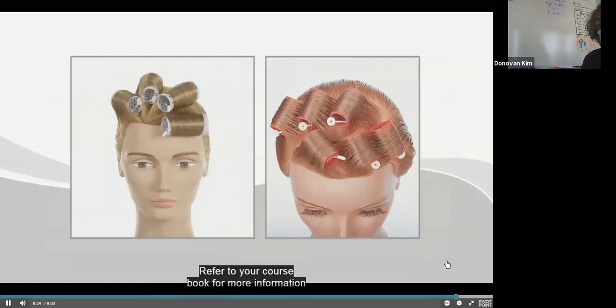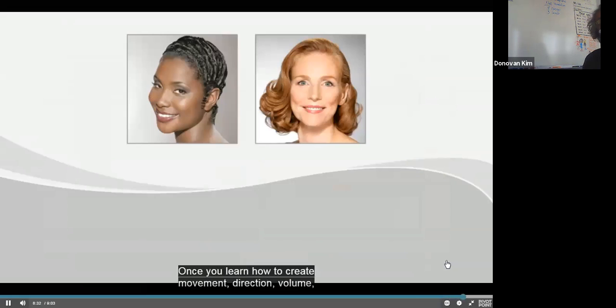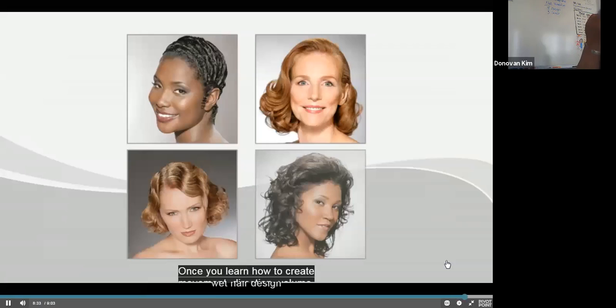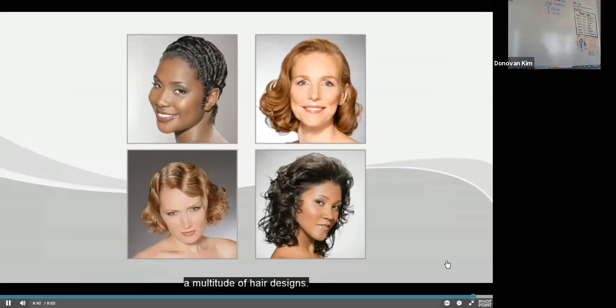Refer to your course book for more information on using rollers in curvature shapes, such as ovals and oblongs. Once you learn how to create movement, direction, volume, and closeness using wet hair design techniques, such as molding and roller and pin curl control, you will be able to combine those techniques to create a multitude of hair designs.